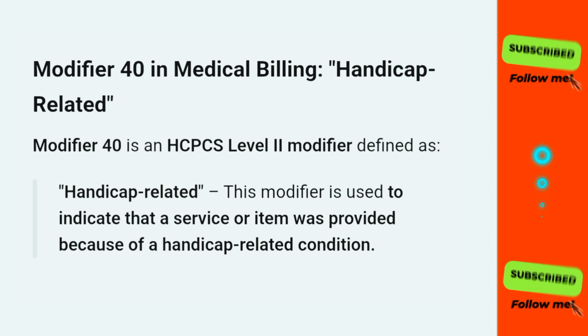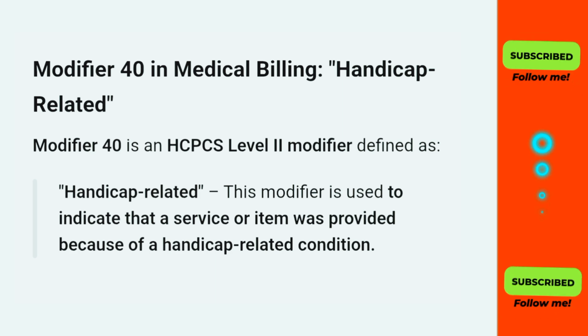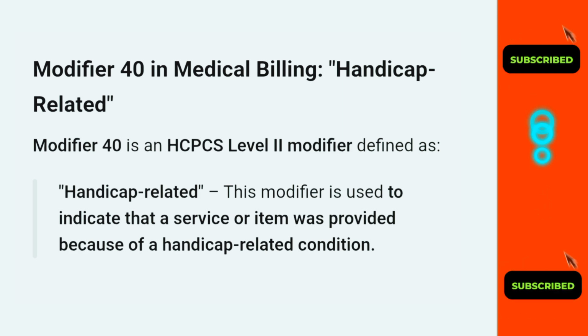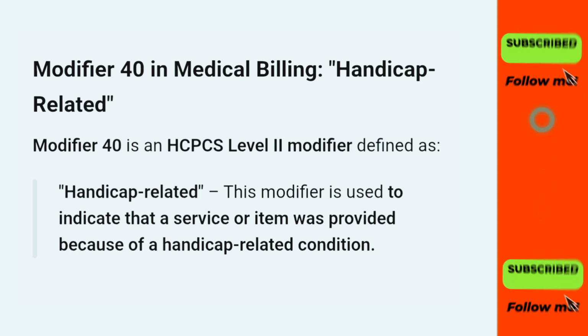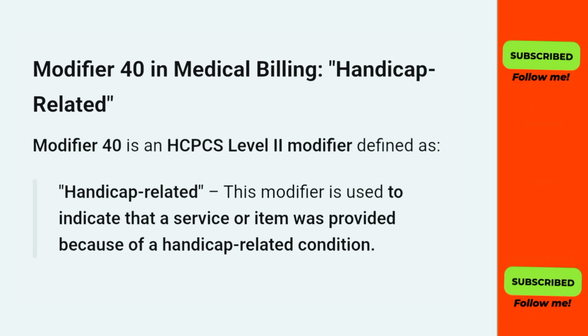This is a very important topic in medical billing: Modifier 40. Modifier 40 in medical billing is just related to handicap. Modifier 40 is an HCPCS Level II modifier defined as handicap related. This modifier is used to indicate that a service or item was provided because of a handicap related condition.